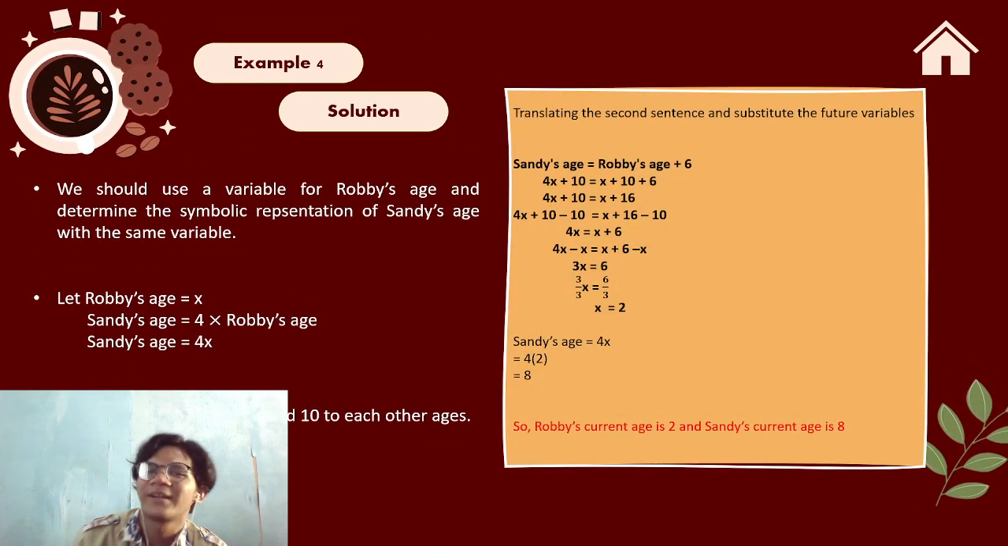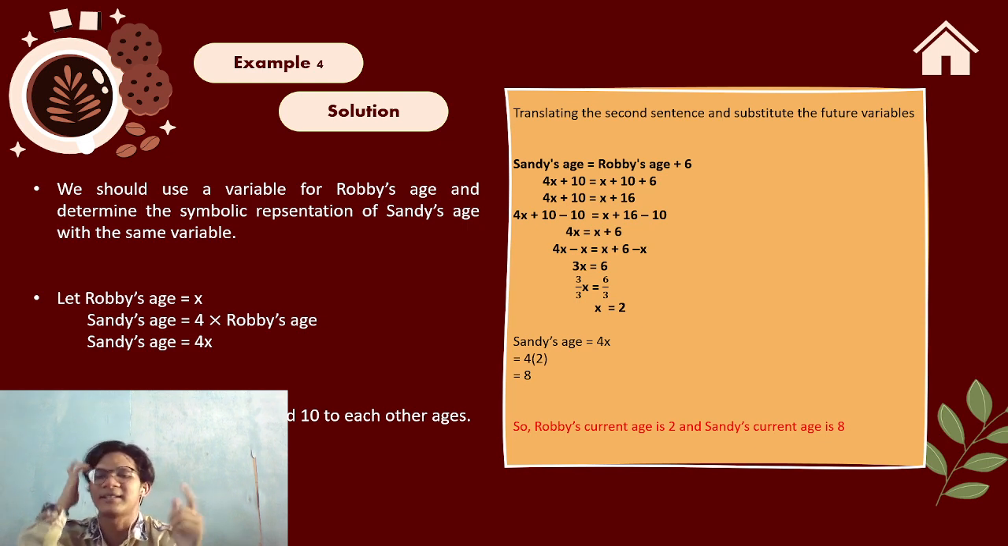We should use a variable for Robbie's age and determine the symbolic representation of Sandy's age with the same variable. Let Robbie's age be x. Sandy's age is equal to 4 times Robbie's age, so Sandy's age is 4x. Okay? In 10 years means we will add 10 to each age. Robbie's age will be x plus 10 and Sandy's age will be 4x plus 10.